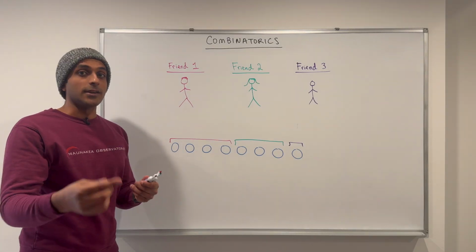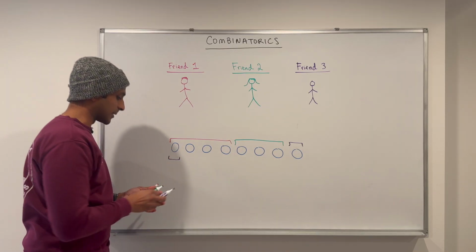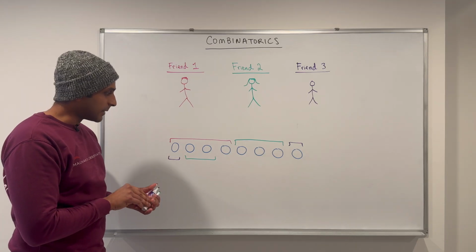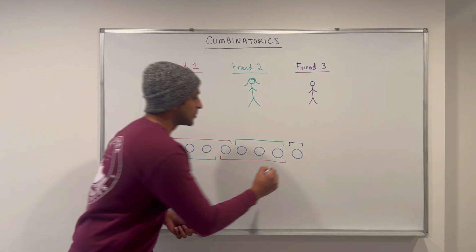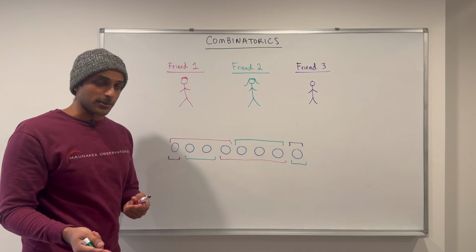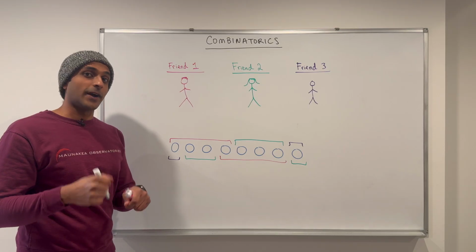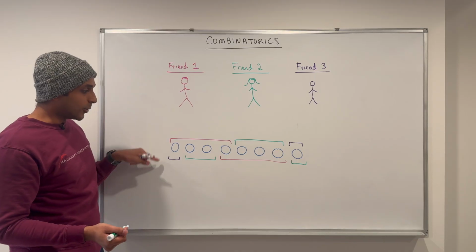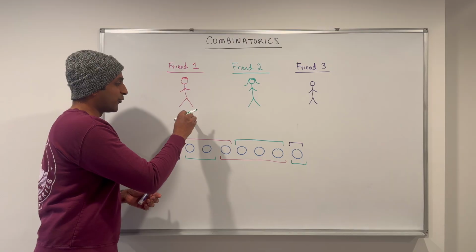Now, a different way you could have given out the marbles is maybe you give the first marble to friend 3, and then maybe you give the next 2 marbles to friend 2, and then maybe you give the next 4 marbles to friend 1, and maybe you give the last marble to friend 2. So that's a different way of giving out the marbles, but it does not lead to a different or distinguishable final outcome. Since the marbles are identical, in both of these situations, friend 1 ends up with 4 marbles.